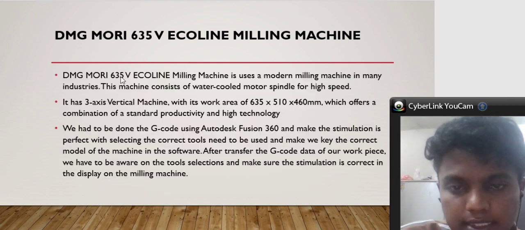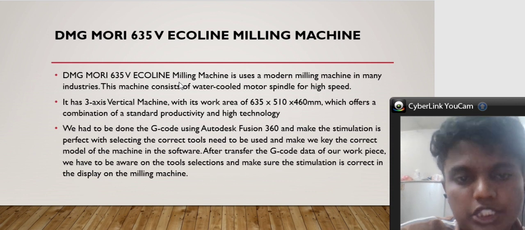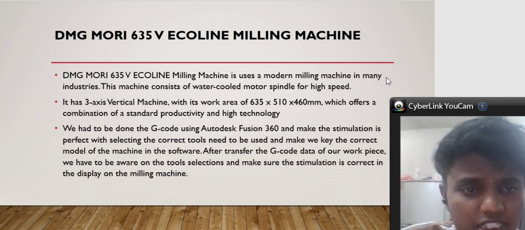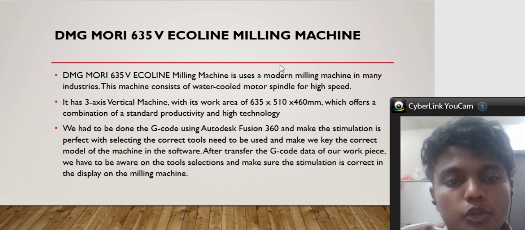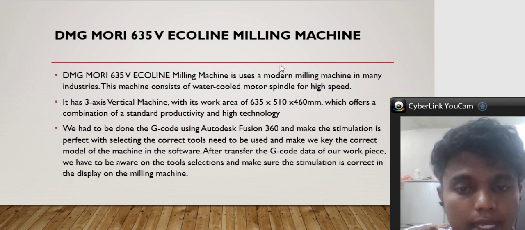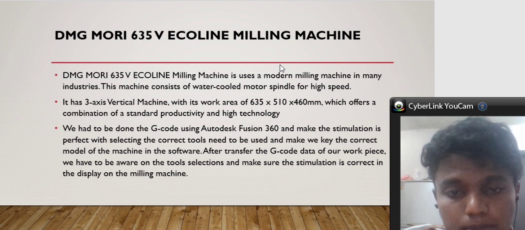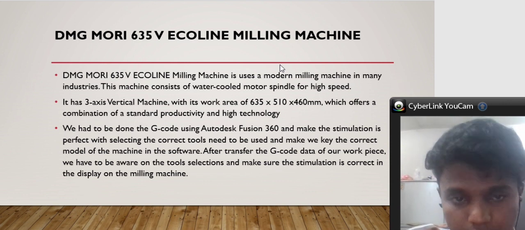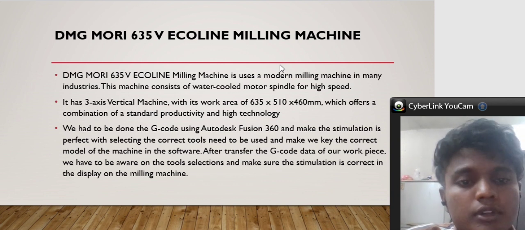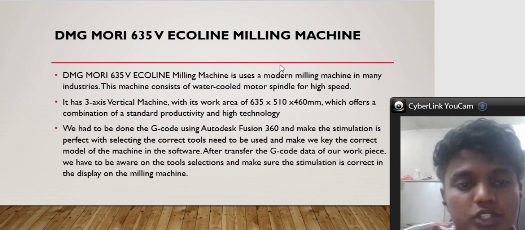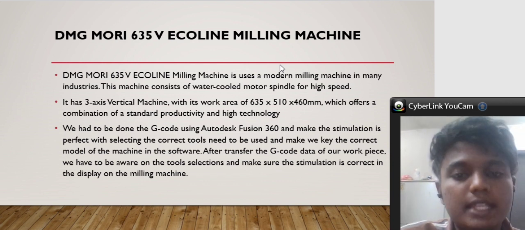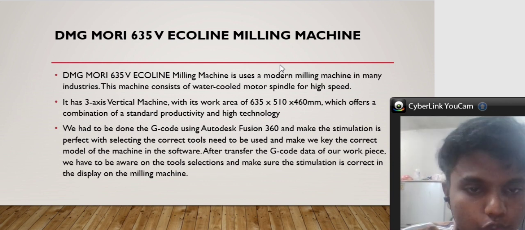The DMG Mori 635V Ecoline milling machine is used as a model milling machine in many industries. This machine consists of a water-cooled motor spindle for high speed. It is a 3-axis vertical machine with a work area of 635 by 510 by 460 mm, which offers a combination of standard productivity and high technology.